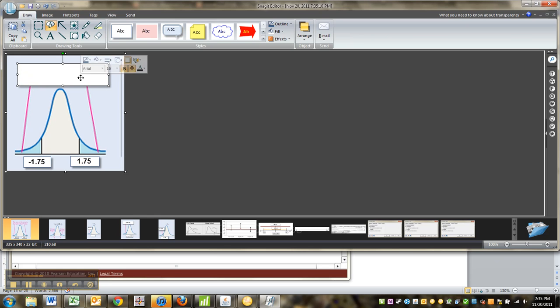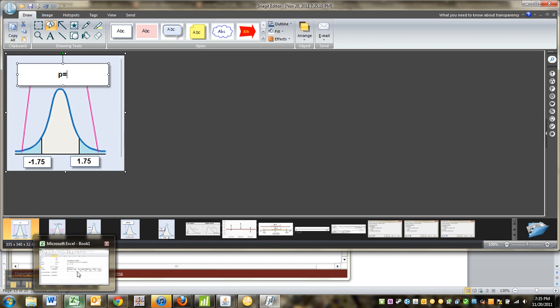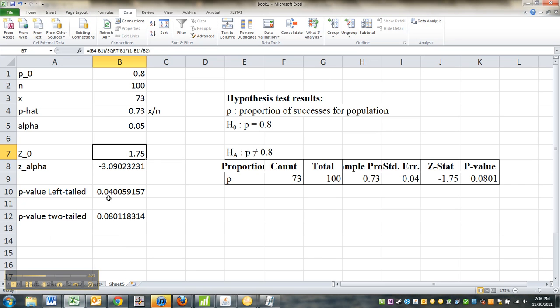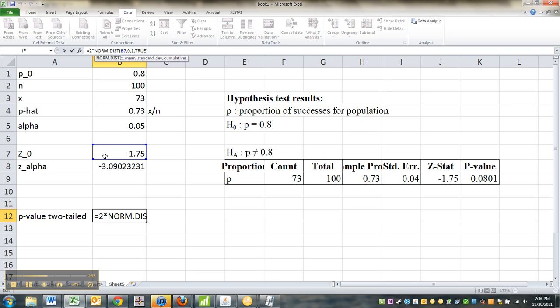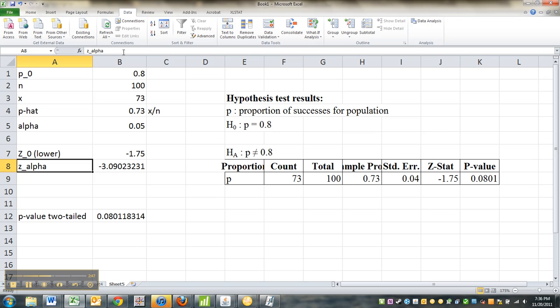Okay? So p equals, and now you're going to have to get it from Excel. All right, well, how's Excel going to find it? Well, you can do it a couple ways, but because it's a two-tailed test, what you can do is say, okay, I want 2 times the norm dist of that value, negative 1.75, with cumulative set to 1. Now keep in mind that the reason this works is because this is the lower Z0. This is actually negative Z0. It's the lower of the two. If it was the upper, then you'd have to find the lower and then do the same formula.